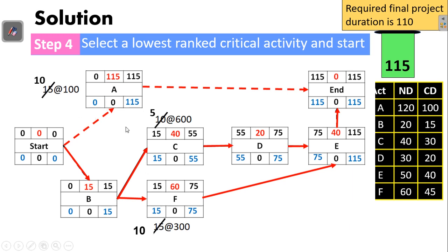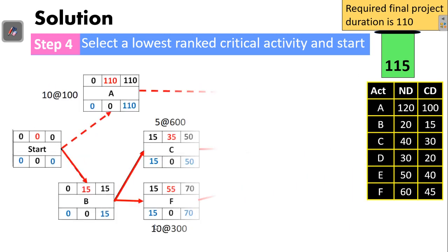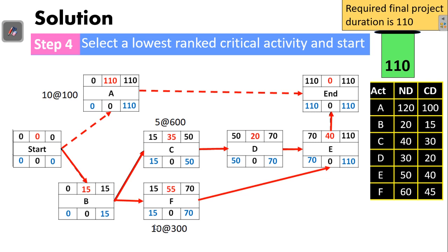So from A, we are going to remain with 10 days, here 5 days, and here we are going to remain with 10 days. Okay? Now, after reducing those 5 days, we need to recompute the information in our activities, and then we are going to end up with this new network.